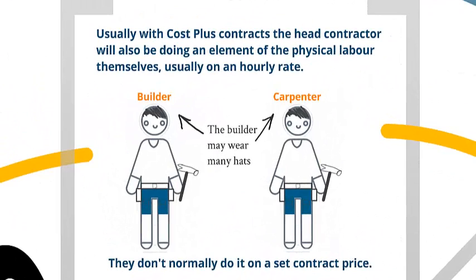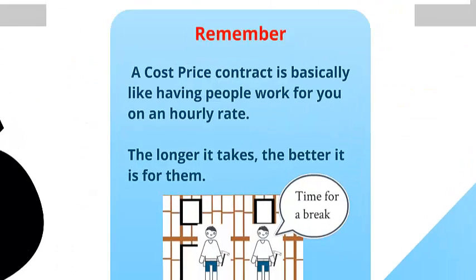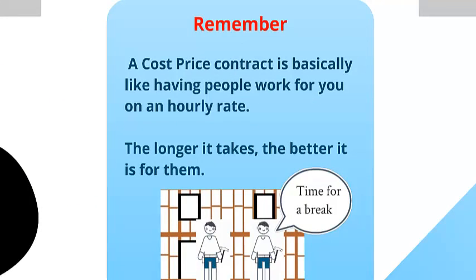Usually with cost-plus contracts, the head contractor will also be doing an element of the work himself, and usually it's on an hourly rate. They don't normally do it on a set contract price, but you've really got to try and get that price locked in so you know exactly where you stand. Just be careful that everyone doesn't see you as the money tree if you've got them on hourly rate. The longer it goes on, the better it is for them.